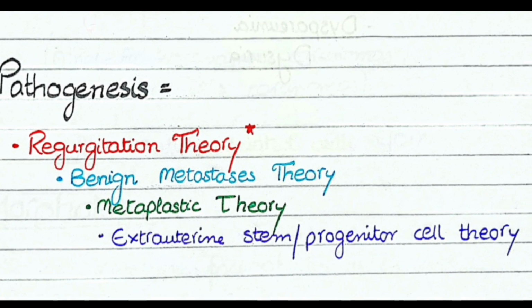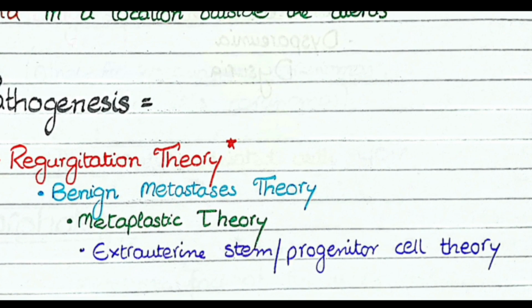The third theory is the metaplastic theory. This theory states that the serosal cells that line the abdomen and pelvis undergo metaplasia and transform into the endometrial tissue. So this metaplasia explains the metaplastic theory.